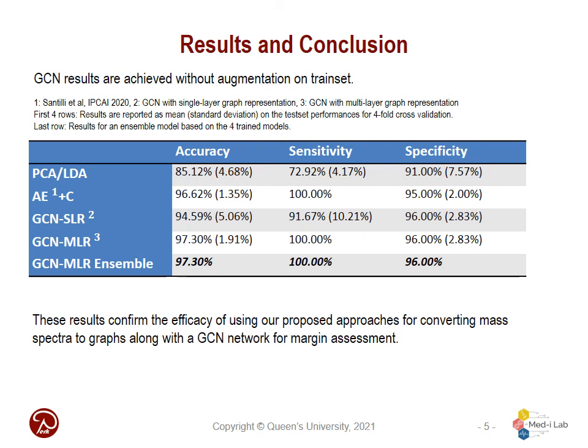To conclude, these results confirm the efficacy of using our proposed graph conversion approaches along with the GCN network for margin assessment.